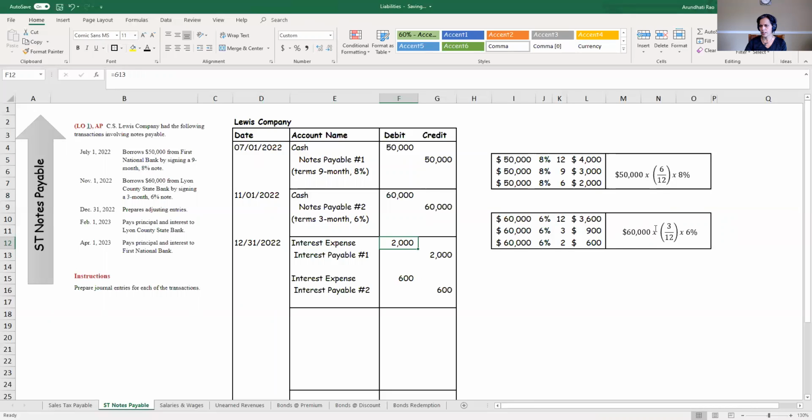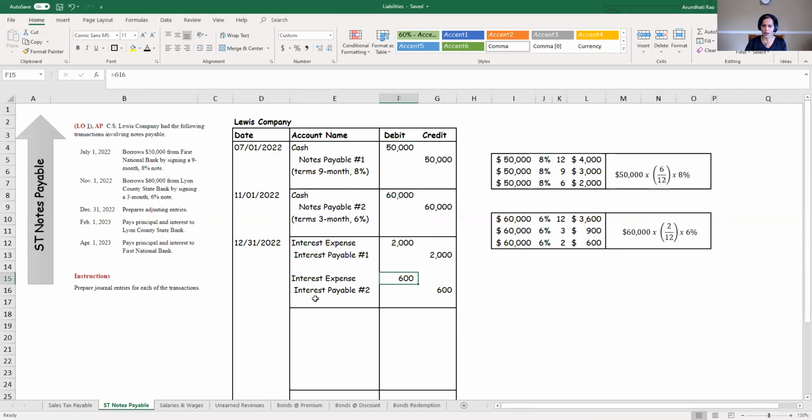Similarly, 60,000 times 3 over 12 times 6%. Sorry, this should be 2 over 12. We had it for 2 months, not 3 months. That would give me my calculation over here. Now I know how much money I owe at the end of 2022. That is basically saying, if on this day I chose to repay my notes, I'd have to pay $2,000 and $600 in interest towards these notes.